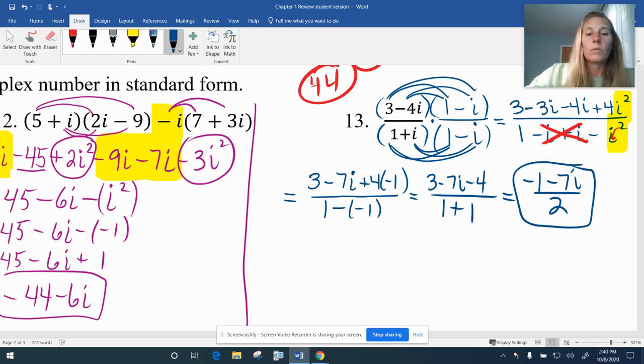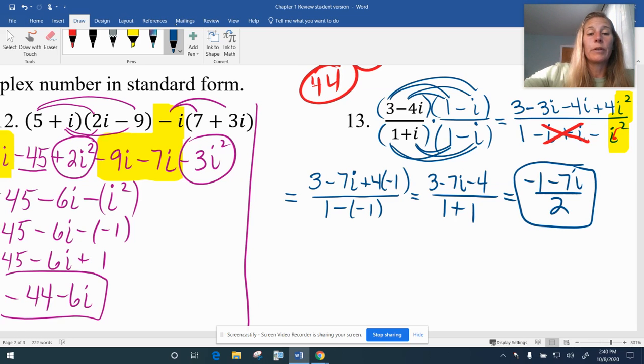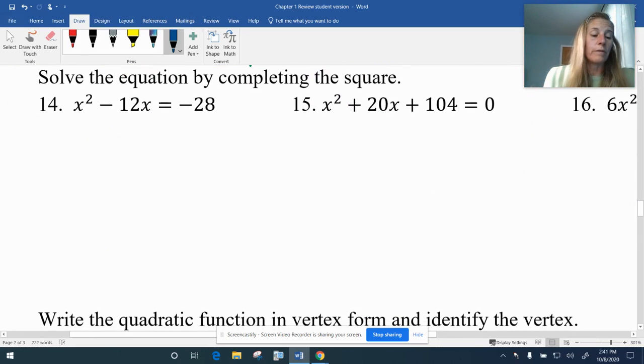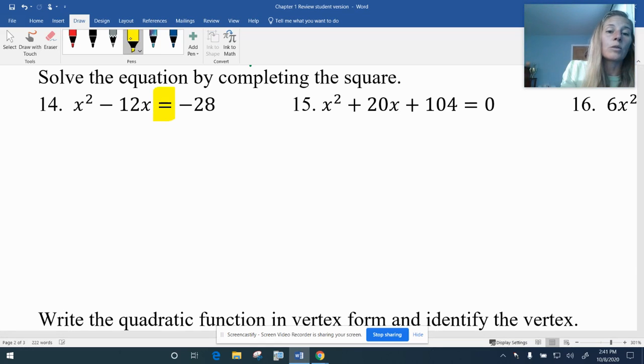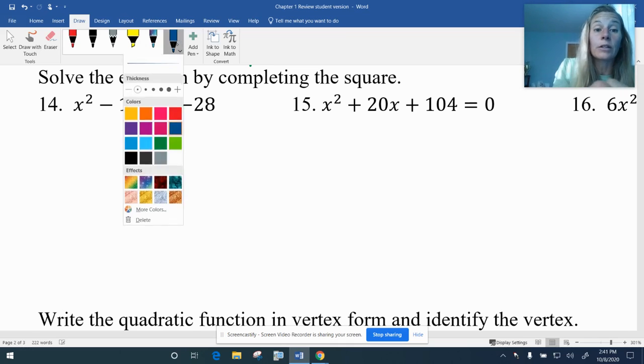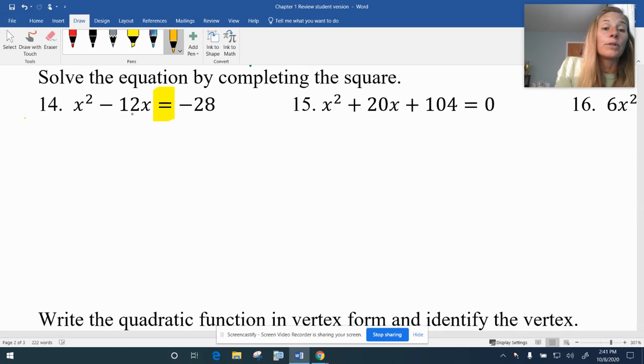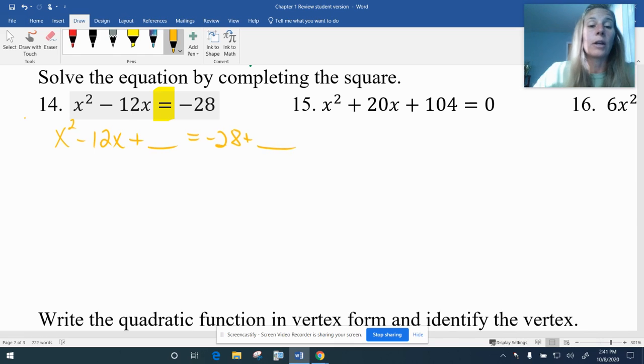Okay. So now we're going to move on to review some completing the square. So solve the equation by completing the square. When we're completing the square, our goal is to get a perfect square trinomial that we can easily factor into the square of a binomial. So first thing I want to do is figure out, what does this third term here have to be so that I can factor that trinomial into the square of a binomial?